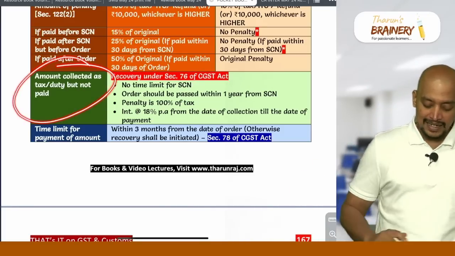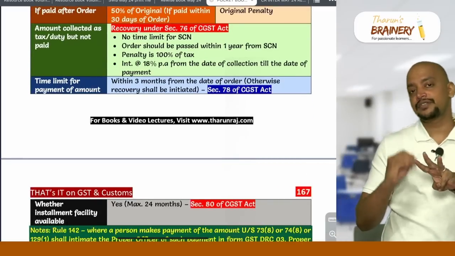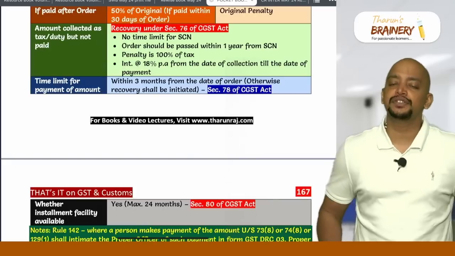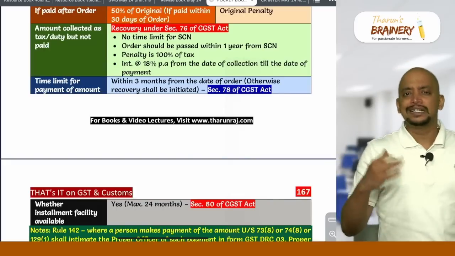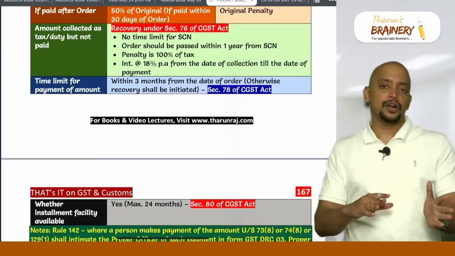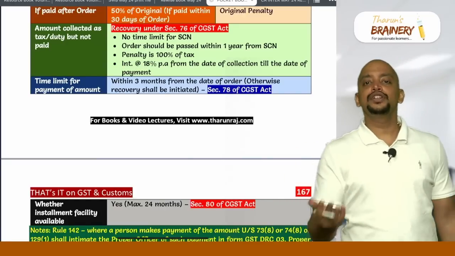That is this. And then what is the time limit? So there are 3 orders: 73 order, 74 order and 76 order. Once the order is passed, what is the time limit within which we need to make the payment as per the order? That is tax, interest and penalty, whatever it is. So within 3 months from the date of the order, we need to make the payment of tax, interest and penalty. Or we need to go for appeal.